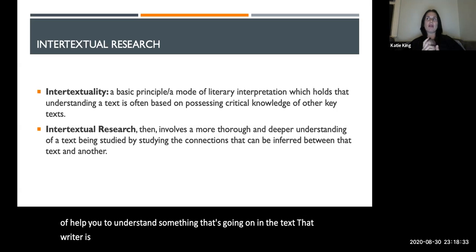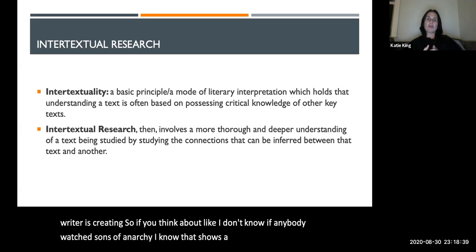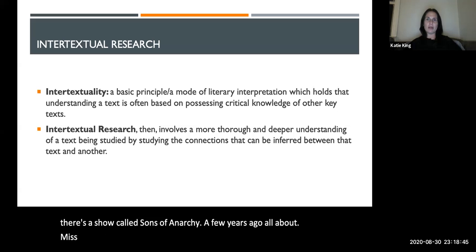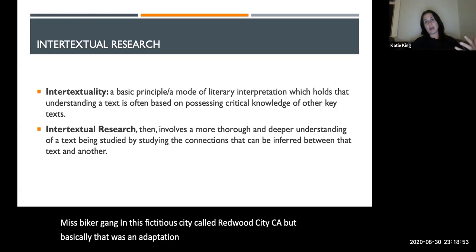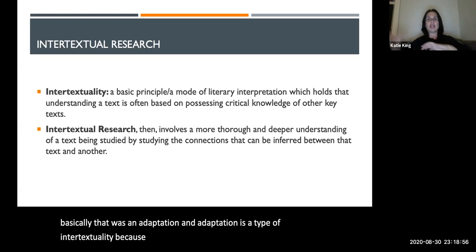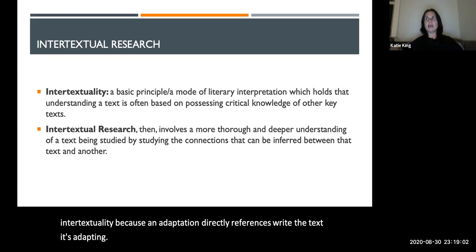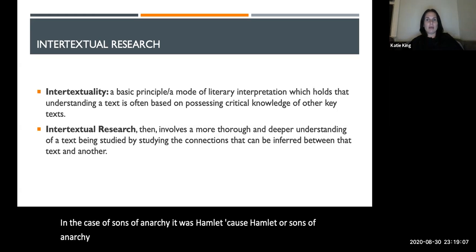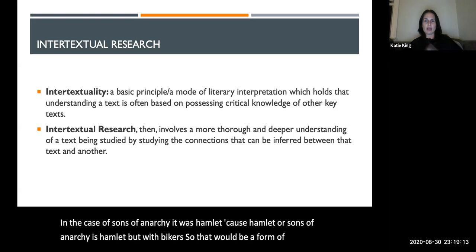Okay, so I don't know if anybody watched Sons of Anarchy. I know that show's a few years old now. There was a show called Sons of Anarchy a few years ago, all about this biker gang in this fictitious city called Redwood City, California. But basically, that was an adaptation. And an adaptation is a type of intertextuality because an adaptation directly references, right, the text it's adapting. In the case of Sons of Anarchy, it was Hamlet, because Sons of Anarchy is Hamlet, but with bikers. So that would be a form of intertextuality too, and I'll talk about some other ones in a moment.